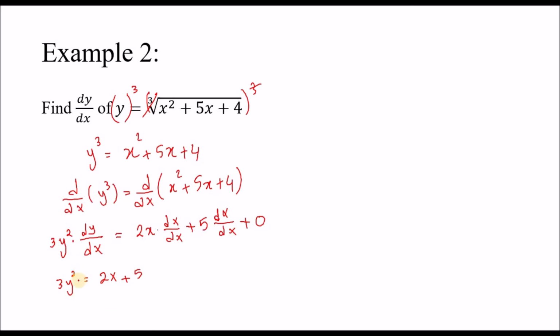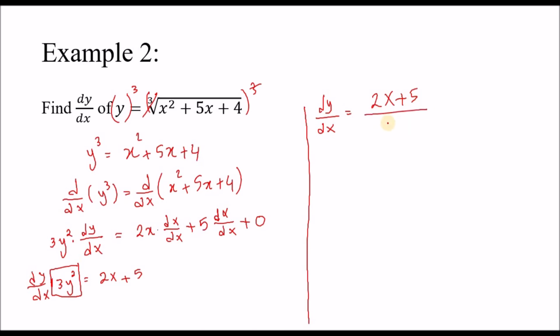Sorry, I forgot dy over dx right here, so I'm going to put it here, dy over dx. It's a multiplication. Now, I want to solve for dy over dx, so I'm going to divide both sides by 3y squared. So I will have dy over dx is equal to (2x plus 5) over 3y squared.